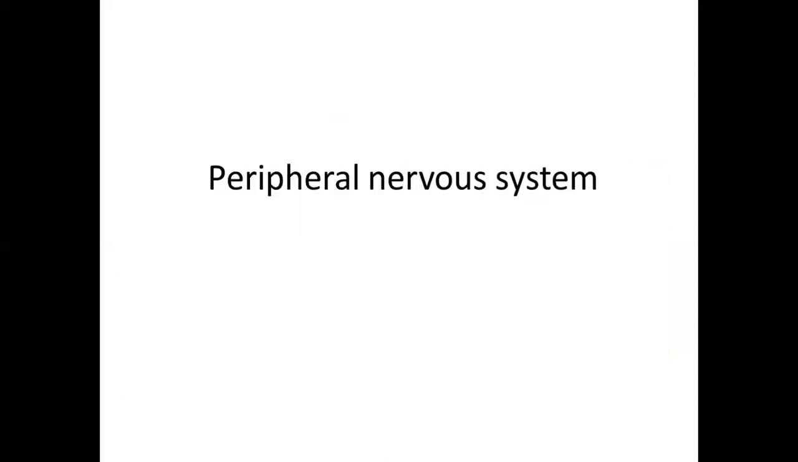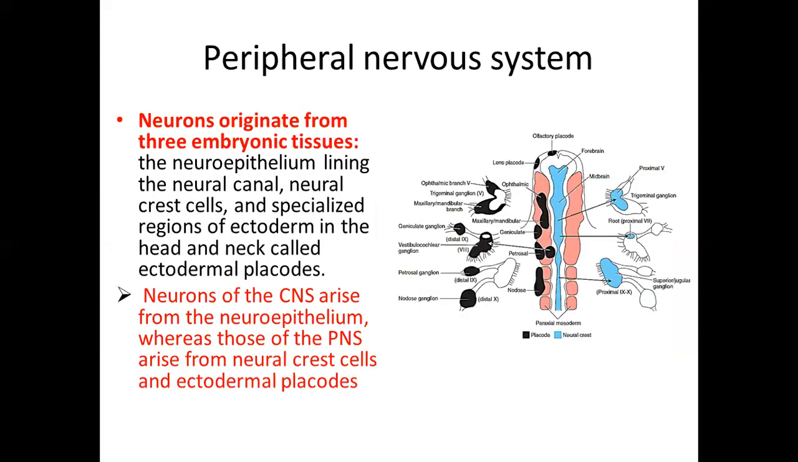So that was the central nervous system. Now the peripheral nervous system. In our body, the neurons originate from three embryonic sources: the neuroepithelium lining the neural canal, which we have already seen, the neural crest cells, and the specialized regions of the ectoderm in the head and neck, which are known as ectodermal placodes. If you remember, there were the nasal placode and the optic placode, which we have already discussed, right?